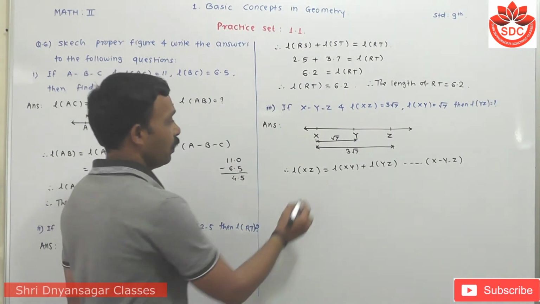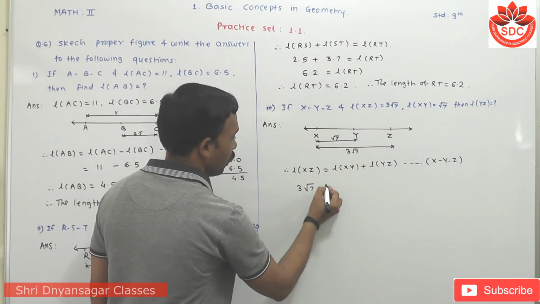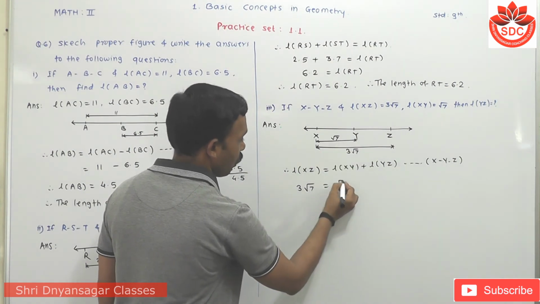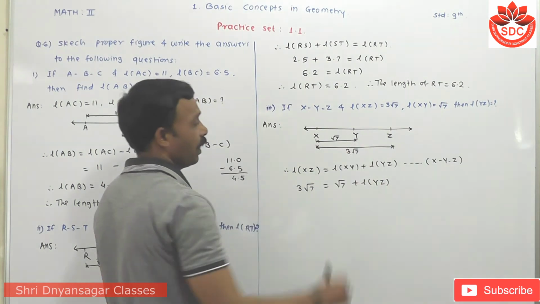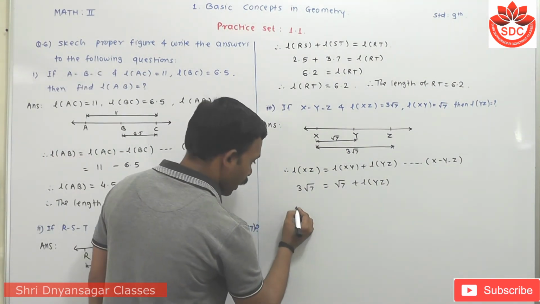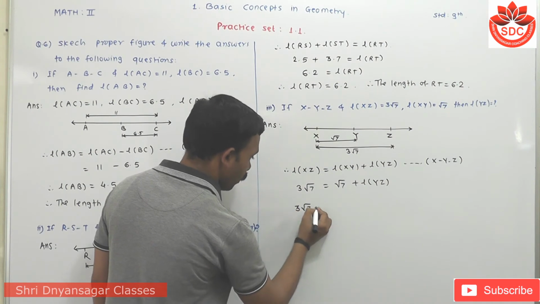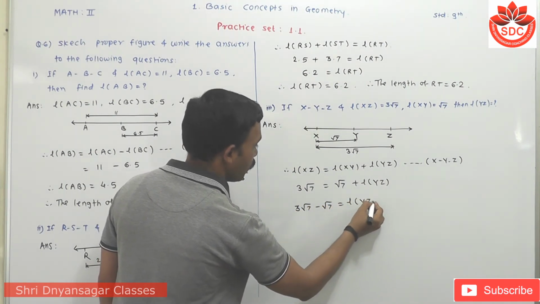Substitute this value. Length of XZ is 3 root 7. This is equal to the length of XY, root of 7, plus the length of YZ. We have to find the length of YZ. Transpose this, convert it to minus. Then 3 root 7 minus root 7 is equal to the length of YZ.